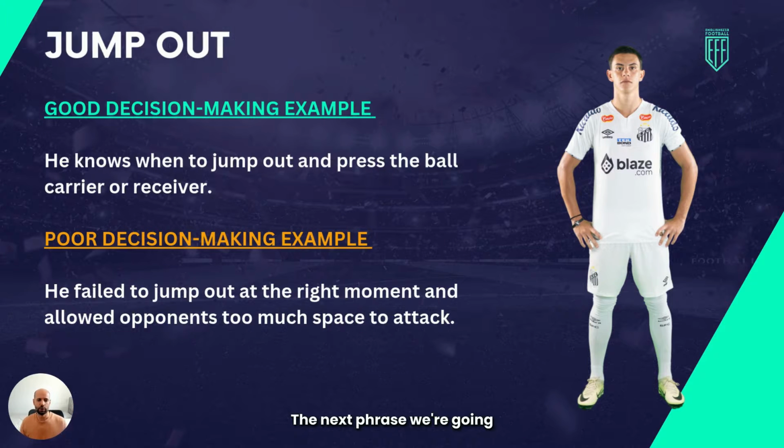The next phrase we're going to look at is to jump out. So you use this with pressing. It's when a player leaves the pressing or the defensive structure to press. So a good decision-making example could be that he knows when to jump out and press the ball carrier or the receiver. So he knows the right moment to go and stop the ball carrier, just hold them up maybe.